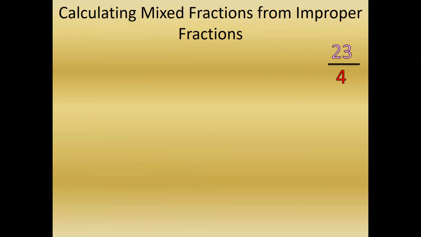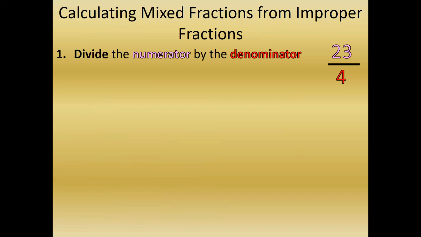So we have 23/4. Our very first step would be to divide the numerator by the denominator. So our numerator is 23, our denominator is 4. So we do 23 divided by 4. Let's go through that with long division. 4 goes into 2 how many times? 0. So we're going to look at 23. 4 goes into 23 how many times? Go through your 4 times tables.